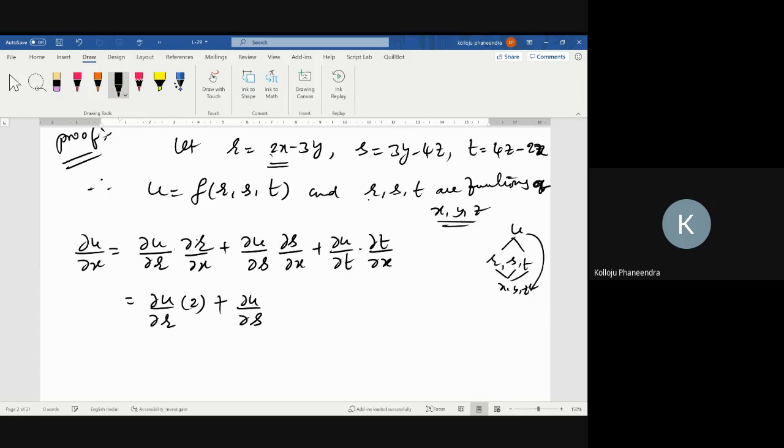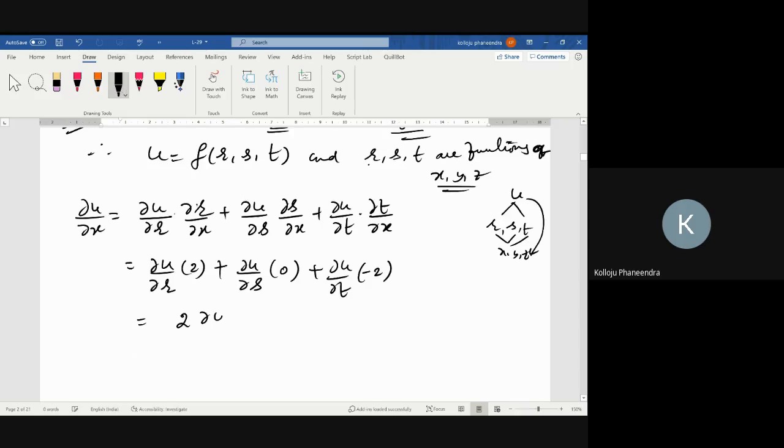∂s/∂x value is 0. There is no x term here in s. And ∂t/∂x value is minus 2. Okay, so finally, what I'm getting is 2 ∂u/∂r minus 2 ∂u/∂t. Take this as 1. This is the ∂u/∂x value.